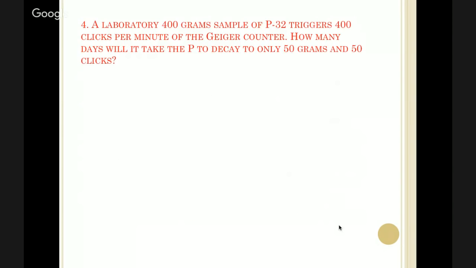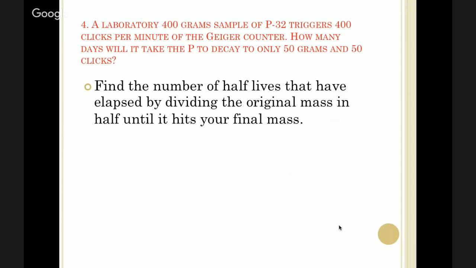A laboratory has 400 grams of a sample of phosphorus-32, triggering 400 clicks per minute on the Geiger counter. How many days will it take the phosphorus to decay to only 50 grams and 50 clicks? So we're going to find the number of half-lives by dividing your amount by 2. Your amounts always get divided by 2. So 400 divided by 2 gives you 200. We're not quite there yet. Divide that by 2, we're still not there. Divide by 2, you get 50. Oh, that's the question, right? So how many times did you divide by 2?